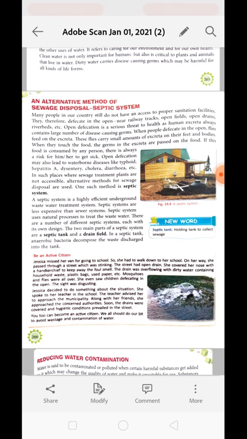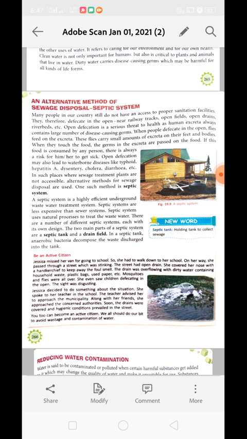Now over here, be an active citizen. Jessica missed her van for school. She had to walk down to her school. On her way, she passed through a street which was stinking. The street has open drains. She covered her nose with a handkerchief to keep away from the foul smell. The drain was overflowing with dirty water containing household waste, plastic, used paper, etc. Mosquitoes and flies were all over the place. She even saw children defecating in the open. The sight was disgusting. Jessica decided to do something about the situation.